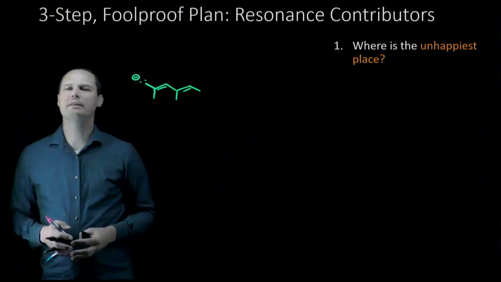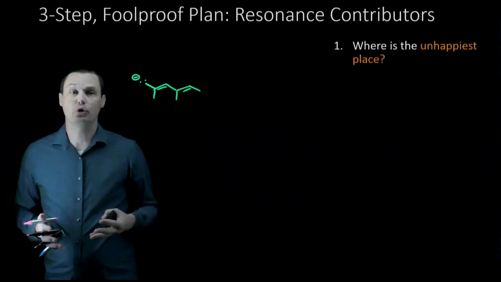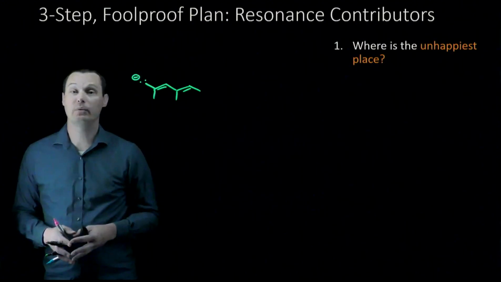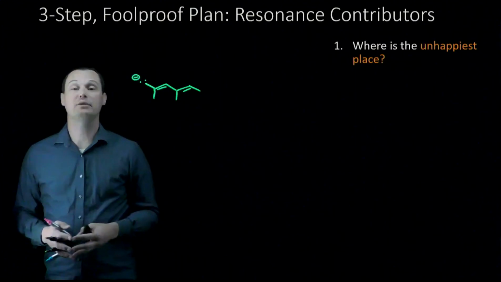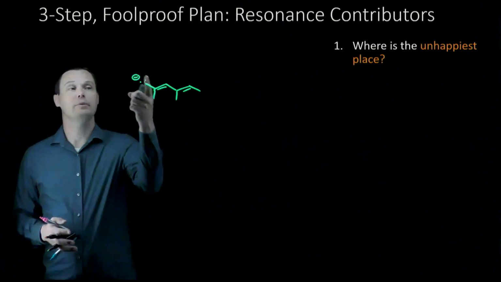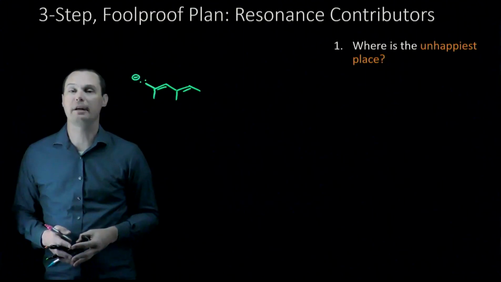Step 1, where is the unhappiest place in the molecule? Don't overthink it. Look at the molecule. Where does it look unhappiest? Probably the place with a positive or a negative charge. Here, the unhappiest place would be the lone pair negative charge.